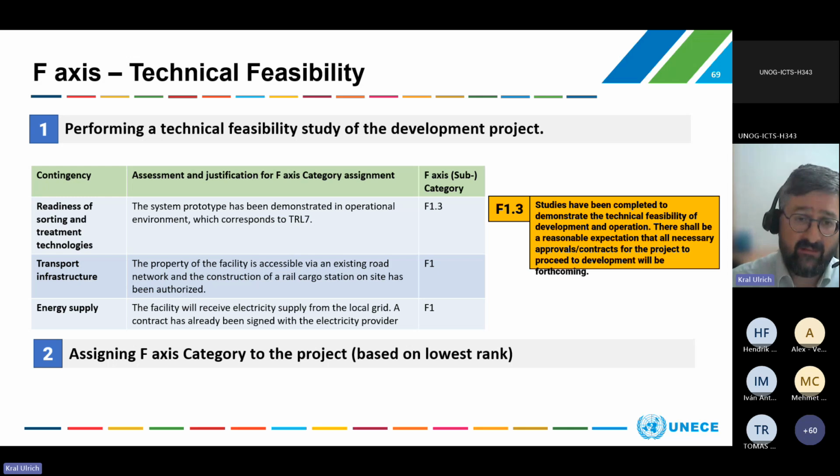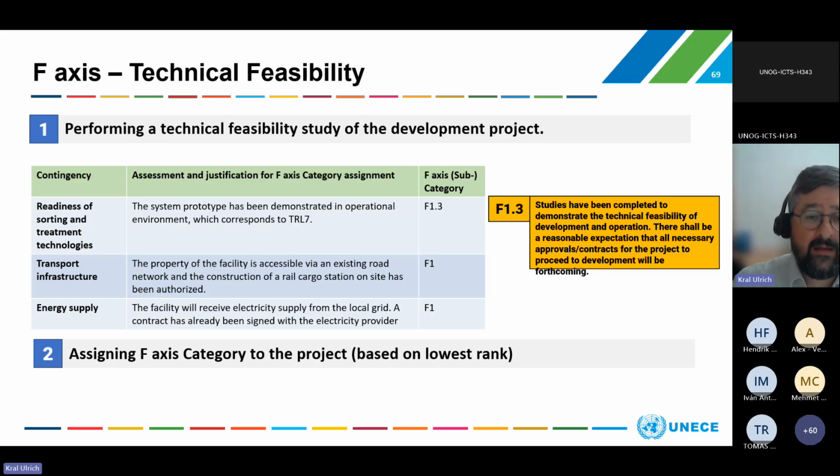Let's come to the F-axis. The F-axis is about technical feasibility. In this case, you can follow the same procedure. Traditionally, a technical feasibility study of the recycling project is carried out, and then you can define different factors. One of these factors could be the readiness of the sorting and treatment technology.